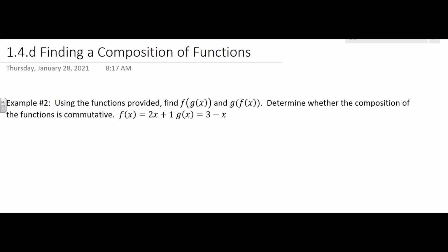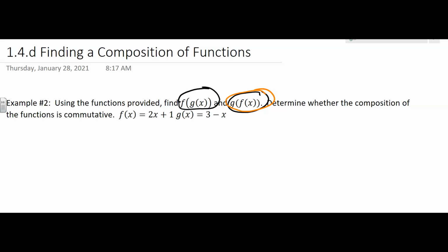So this says finding a composition of functions. They're asking us to do kind of what we did in the last video. So we're going to find f of g of x, and then we're going to find g of f of x. Okay, so to make this a little bit easier, I think I'll color code it. So I'll do this one in orange, so hopefully you can see the difference.